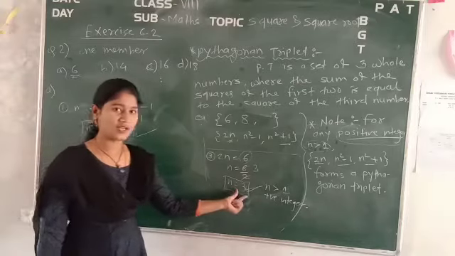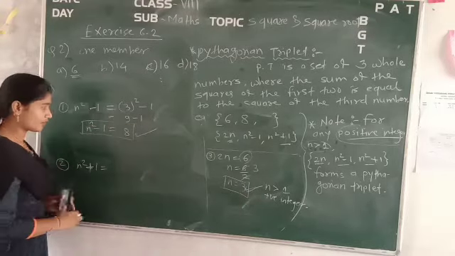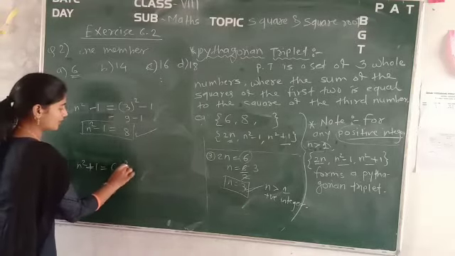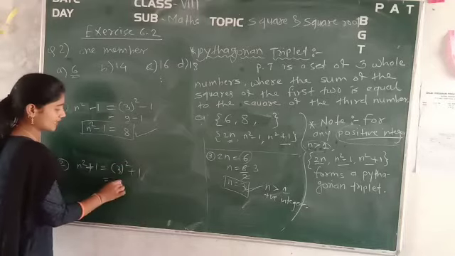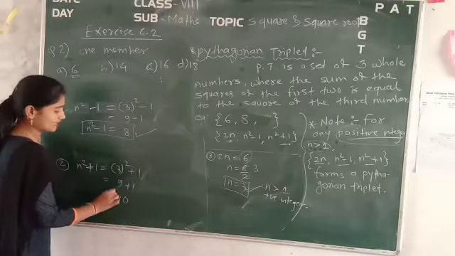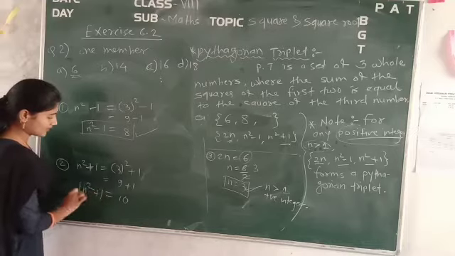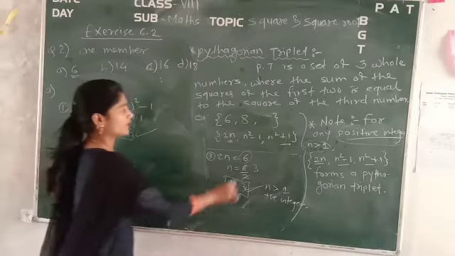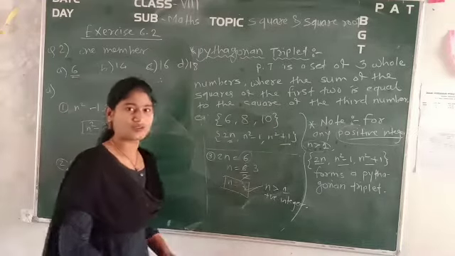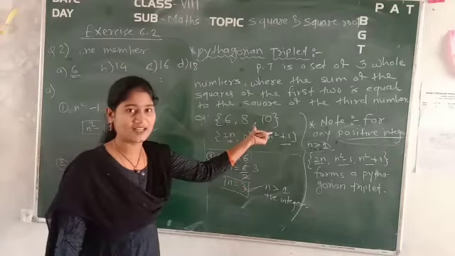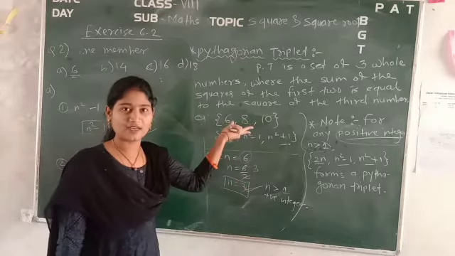If you again put n within n square plus 1, what will you get? Put 3 square plus 1: 3 threes are 9, plus 1, 10. So what is the next member of the triplet? n square plus 1, how much is it? Very good, it is nothing but 10 only. So now this is 6, 8, 10. It is nothing but our Pythagorean triplet, right?